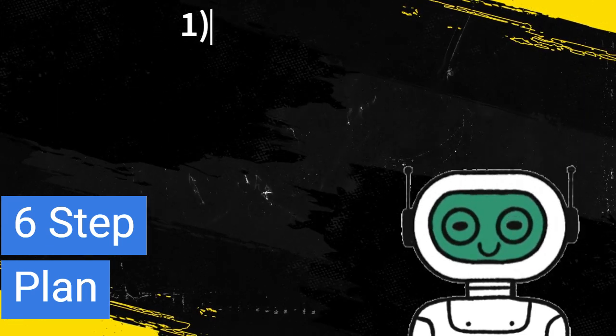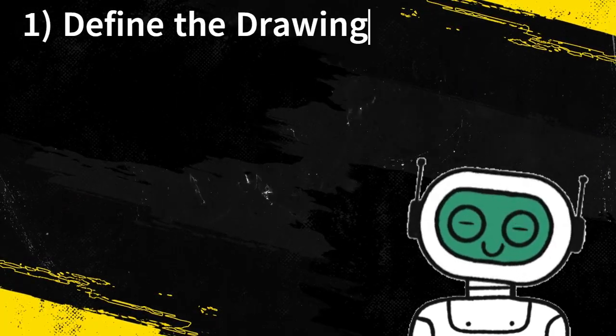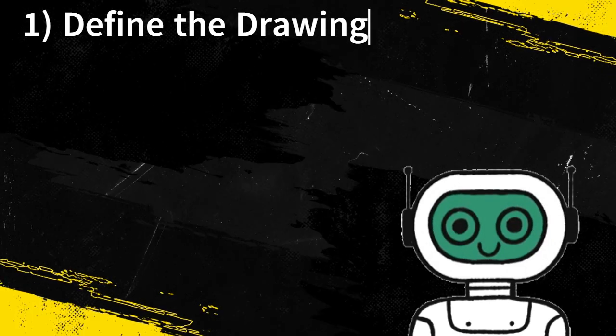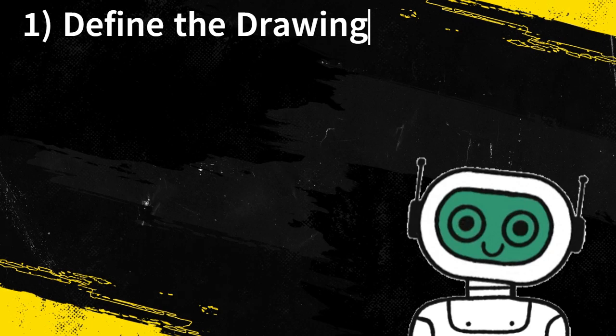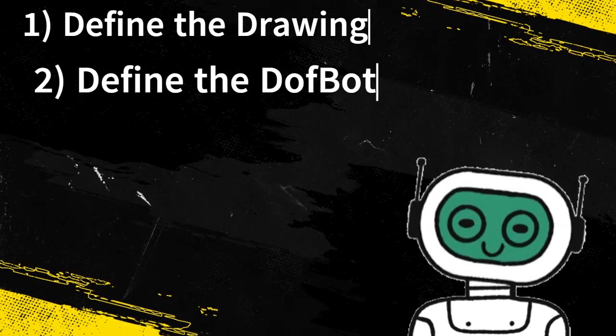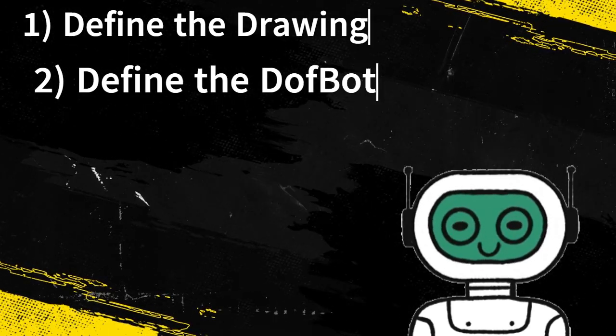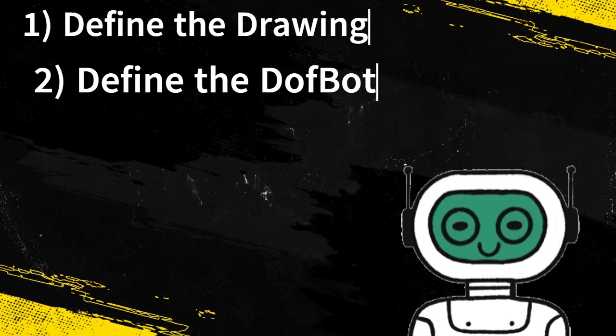Step 1. Define the drawing. Using OpenCV, we can process images into black and white pixels, which are then able to be processed. Step 2. Define the DOFBot. This step tells the computer the capabilities and joint limits of my arm.